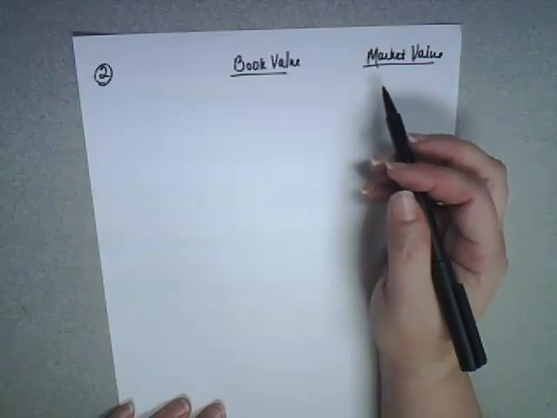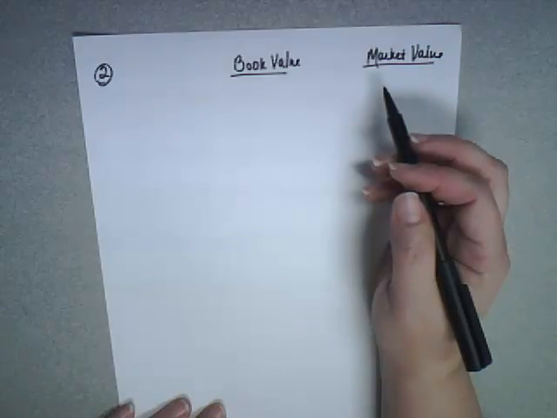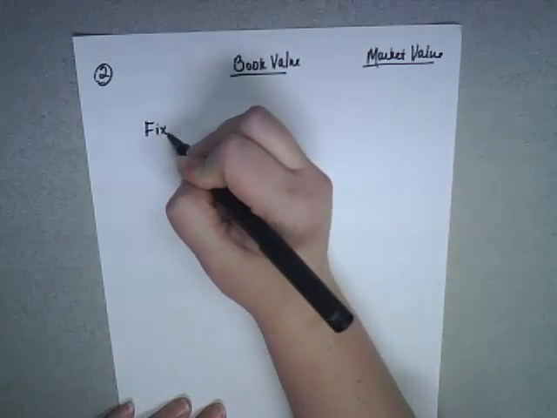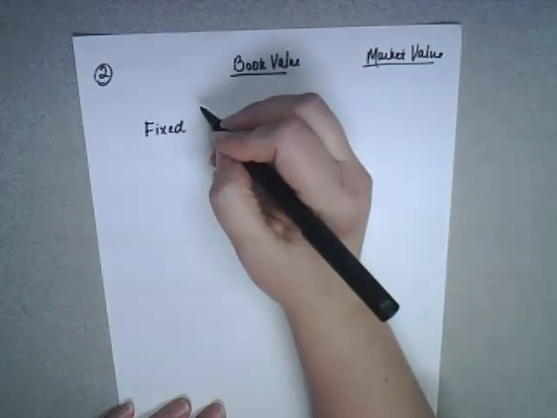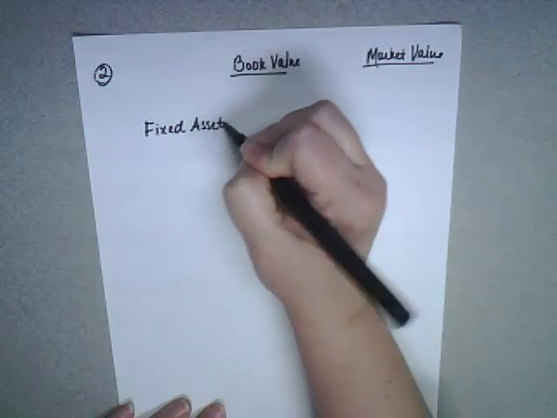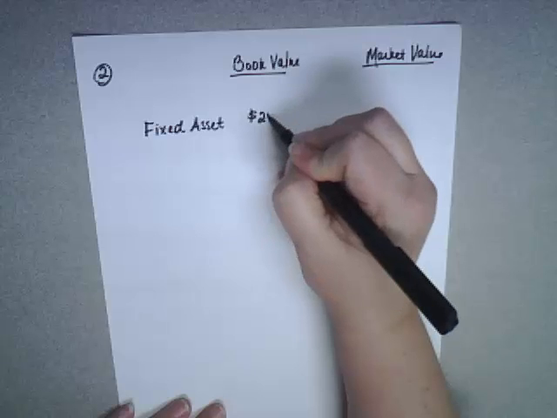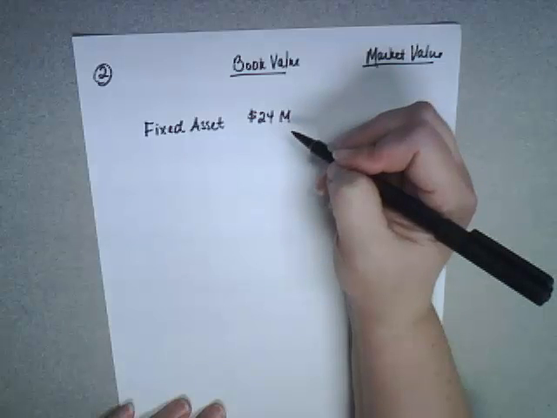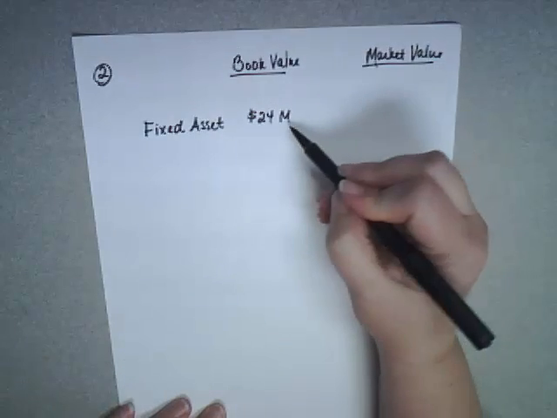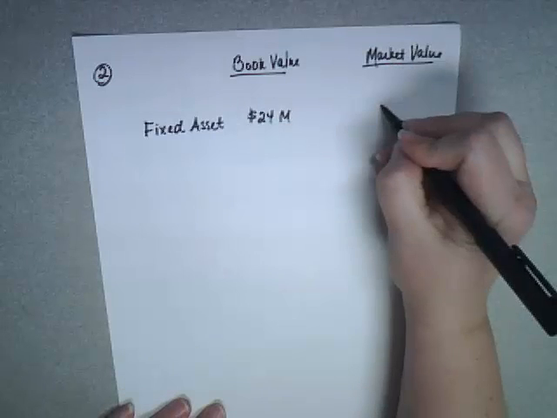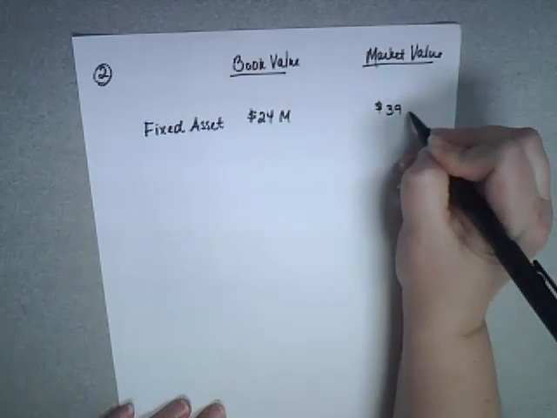Okay, so it says that Muffins Masonry Inc. balance sheet lists fixed assets as 24 million. So we can go ahead, and we know that since it's on the balance sheet, it is the book value. So we'll put book value at 24 million. It says these fixed assets can currently be sold for 39 million. So now we know that the market value of these fixed assets is 39 million.